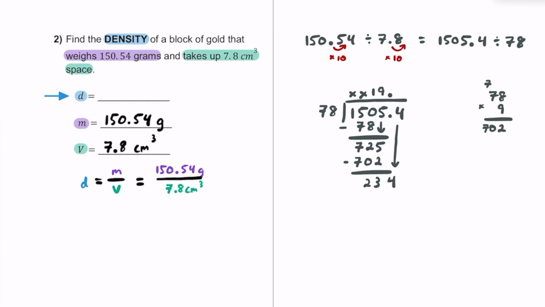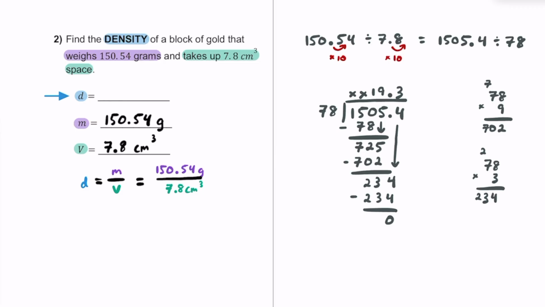Let's go with 3 here maybe. Let's try 78 times 3. Let's see, that's going to be 24. Carry the 2. 7 times 3 is 21, plus 2 is 23. So it's exactly 234. So we're going to put a 3 up here in our quotient as well. And that's exactly 234. So our remainder here is 0.